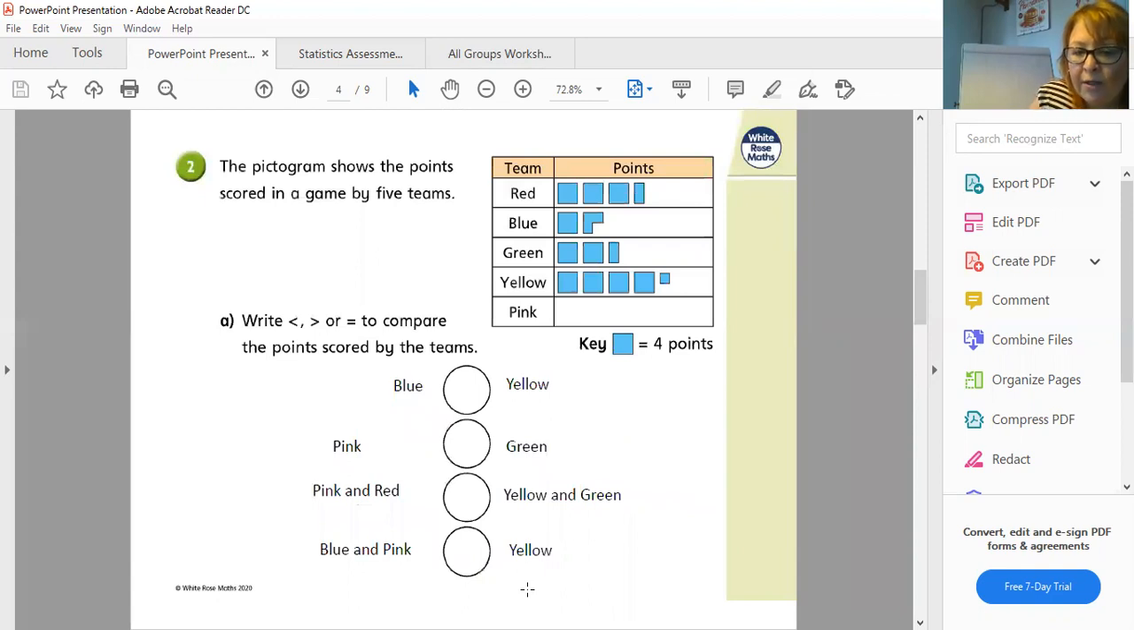Number 4, looking at the pictogram, you can see on that pictogram that a complete square means 4.